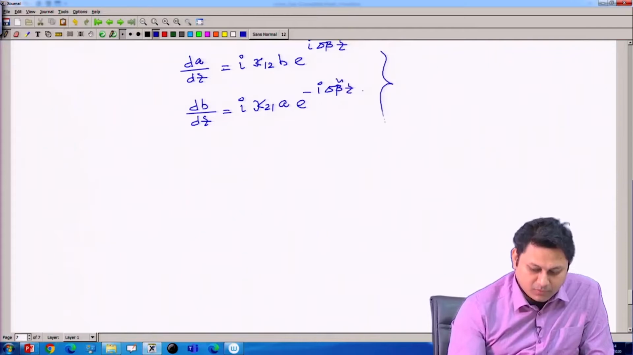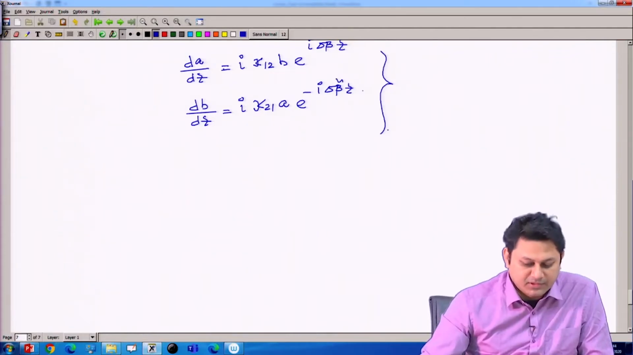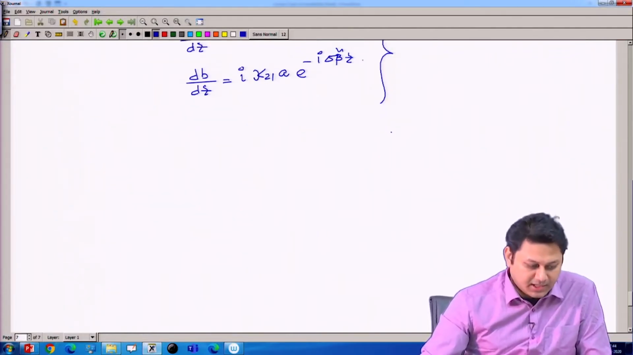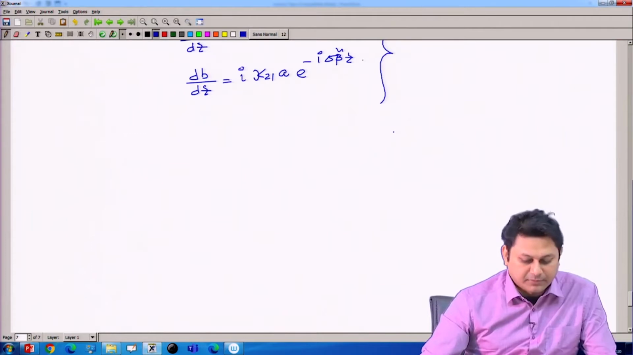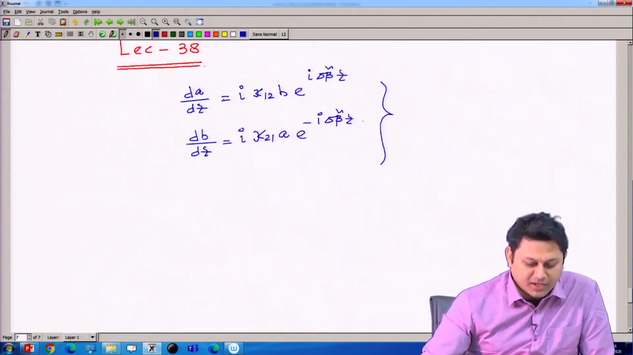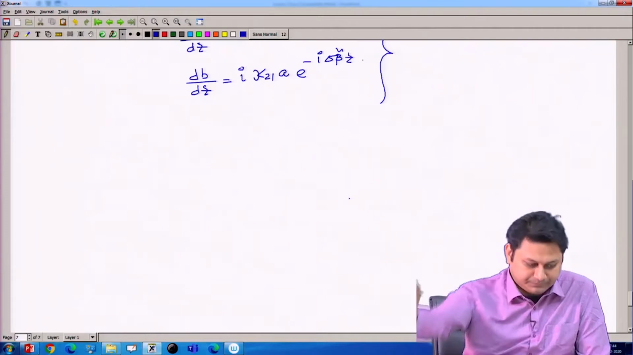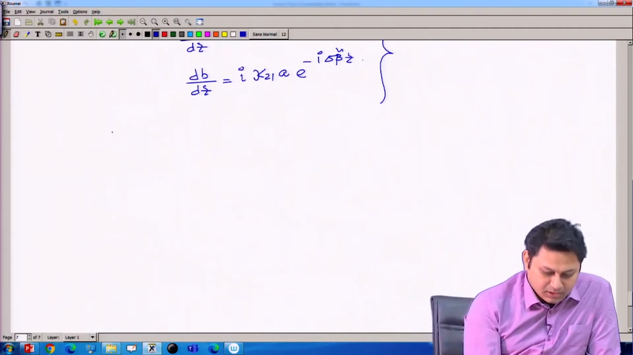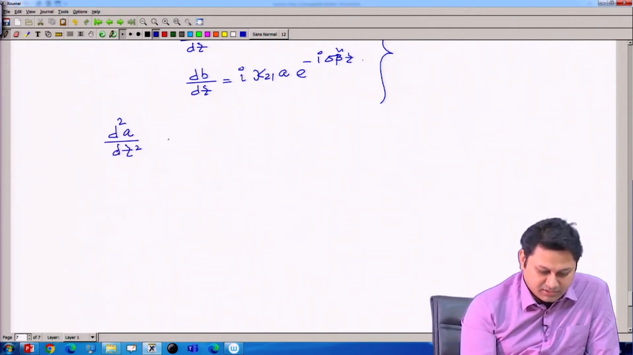So today we are going to solve this equation, decouple this equation, because this is a coupled differential equation. We are going to solve this, and after putting some boundary conditions try to find out what is the explicit form of A and B. Well, let us make a derivative. In order to decouple that, let us make a derivative of the first equation with respect to z, so that I can have this.